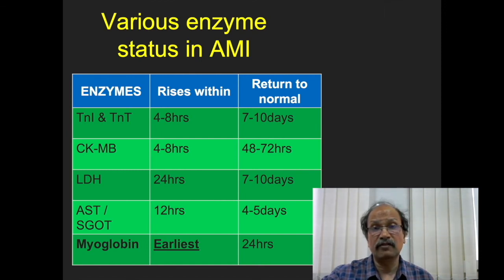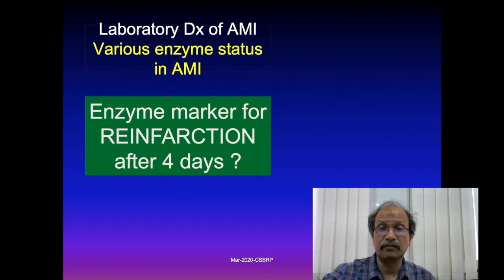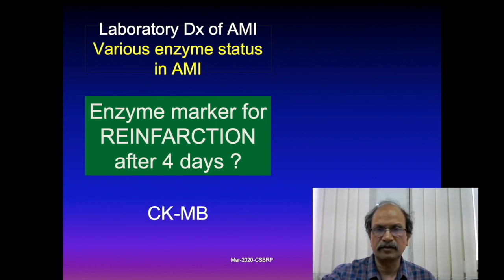So if you have recurrent MI after 4 days of the initial MI, what is the marker you are going to use? It should be the CKMB. That will help us to identify it, because CKMB disappears after 3 days, and if it starts rising again after 4 days, that indicates that the patient is having a second myocardial infarction.